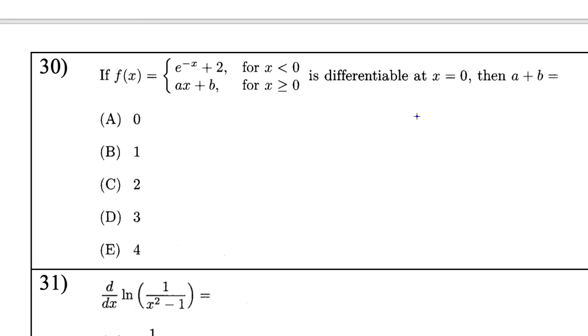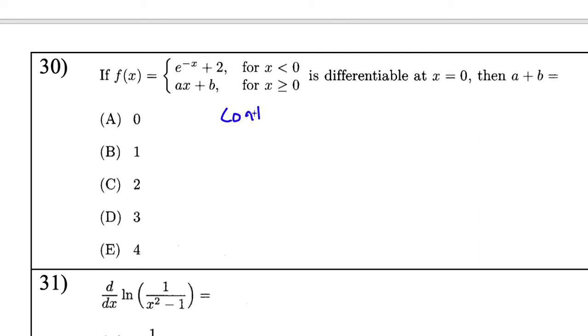All right, so I'm going to zoom in so we can actually read a little bit better. We have this piecewise function, and we know that it's differentiable at the suspect point 0. I need to figure out what A and B are, and then add them and circle one of my answers, right? So this is using the continuity test and the differentiability test.